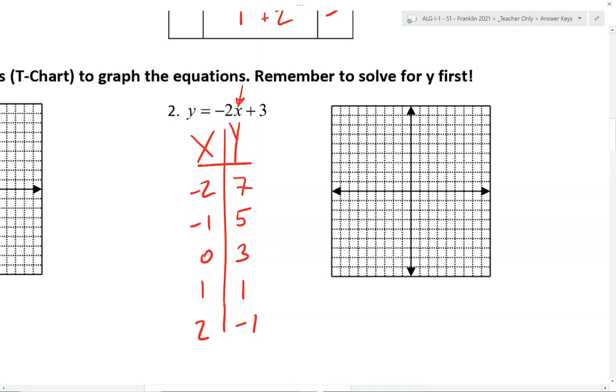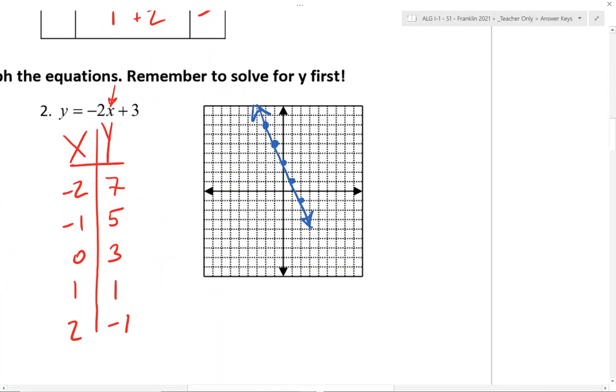Okay, negative 2, 7, negative 1, 5, 0, 3, 1, 1, and 2, negative 1. All in a straight line, looks good. Okay, let's move on to the next one.